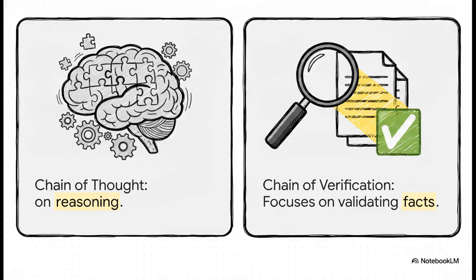Now, you might be wondering, wait, isn't that just chain of thought? Actually, scratch that, not quite. There's a really important A versus B tension here. Chain of thought focuses entirely on reasoning, breaking a complex logic puzzle into steps. Chain of verification, on the other hand, focuses squarely on validating facts and reducing hallucinations. And while a lot of production systems combine both approaches today, they serve fundamentally different purposes. One makes the AI smarter at logic, the other makes it more truthful.